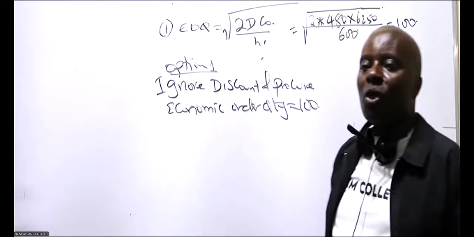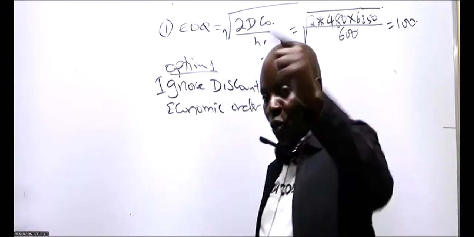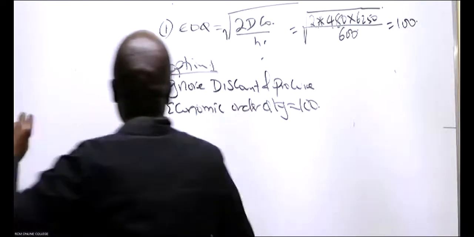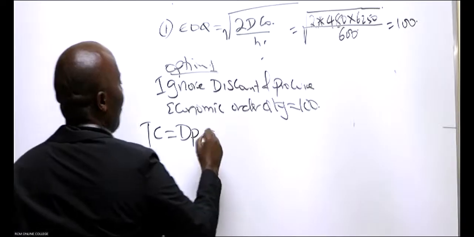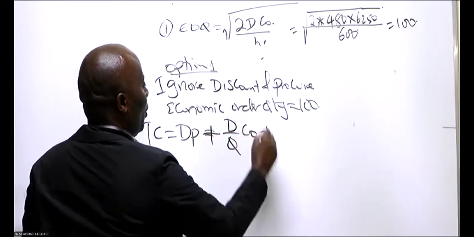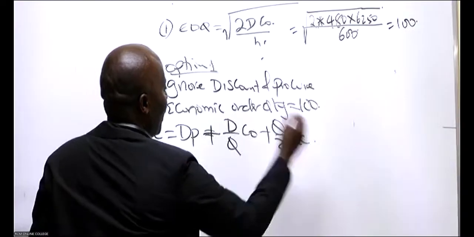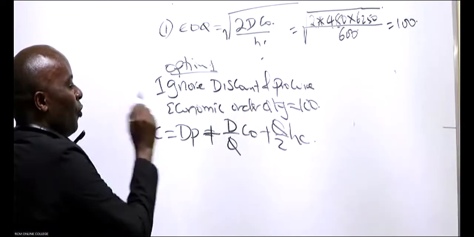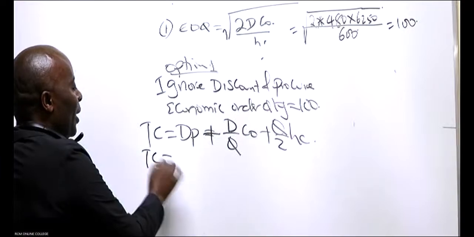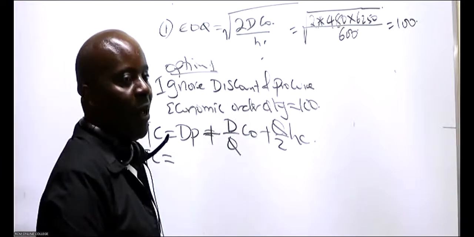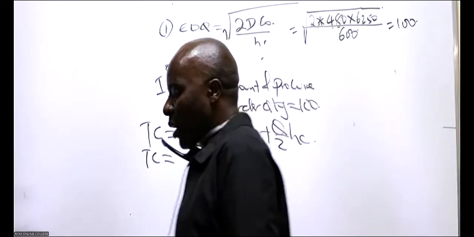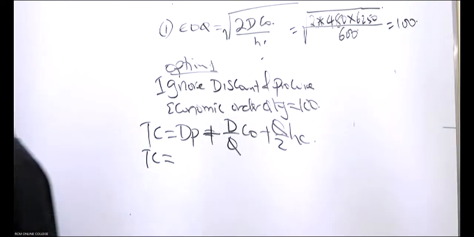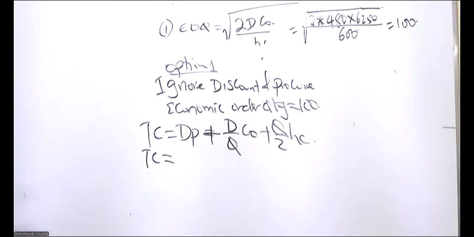So if we buy the EOQ, how much will it cost us in total? Total inventory cost. TC equals DP plus D over Q times CO plus Q over 2 times HC. So give me the TC of option number 1. Are you able to see the annual demand in the question? It's given in the question there.